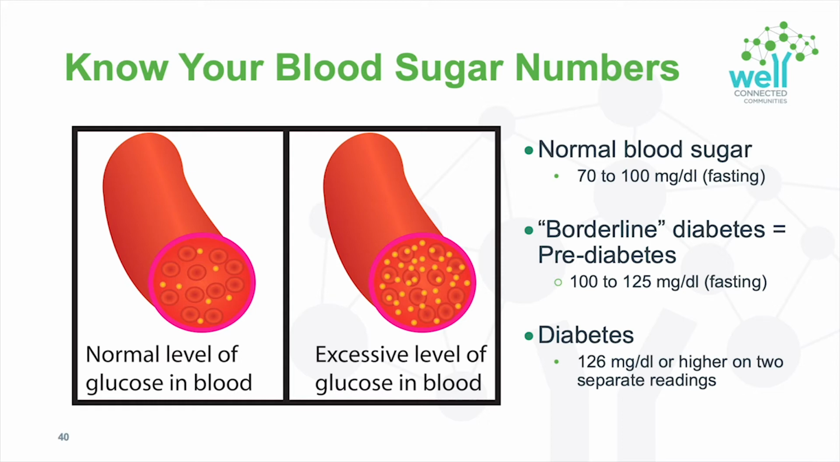Pre-diabetes increases risk for developing diabetes, heart disease, and stroke. It's a warning that if lifestyle changes are not made, there could be serious health and financial consequences. Diabetes is expensive to treat. A person may be diagnosed with diabetes if they have readings of 126 milligrams per deciliter or higher on 2 separate readings.